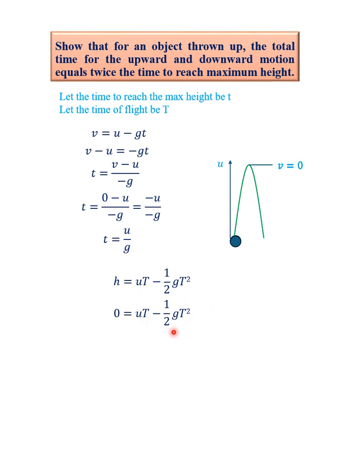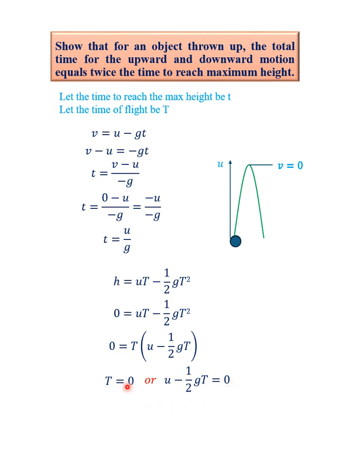Now we can make t subject of formula. T is common to both terms on the right hand side of the equation, so we can factorize it out. 0 will be equal to t into u minus half gt. One of the t will cancel out, so we'll be left with just 1t. This is basically a quadratic equation, and it means that either t is equal to 0 for this equation to be balanced, or u minus half gt equals 0. So we can say either t equals 0, I'll come back to this shortly, or u minus half gt equals 0.